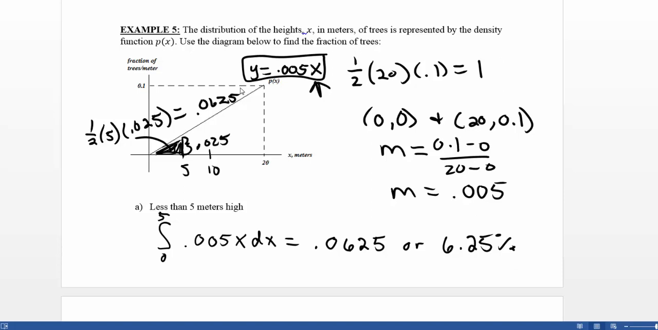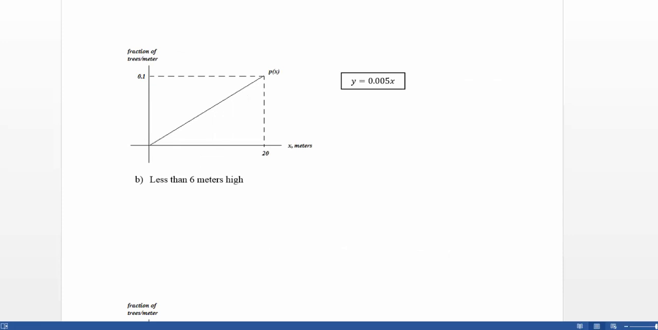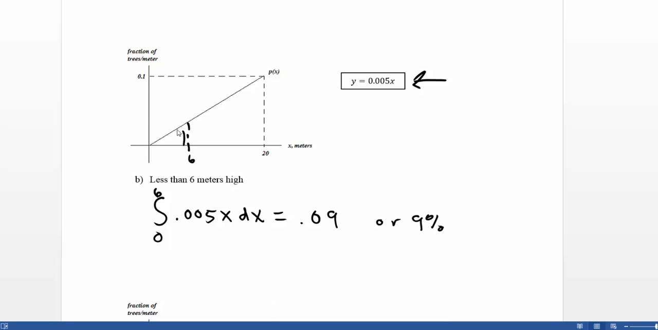So let's look at part B. Part B asks us to find the fraction of the trees that are less than 6 meters high. Well, this is the same function as before, so we know the equation of our line. So again, we can set up an integral from 0 to 6 of 0.005x dx. And if we were to integrate that, we are going to get 0.09, or equivalently 9%. So remember, before we did less than 5, now we're looking at less than 6, which is still a triangle.